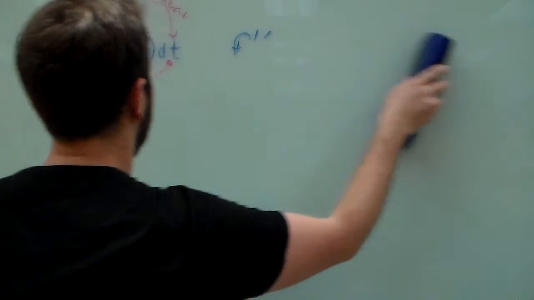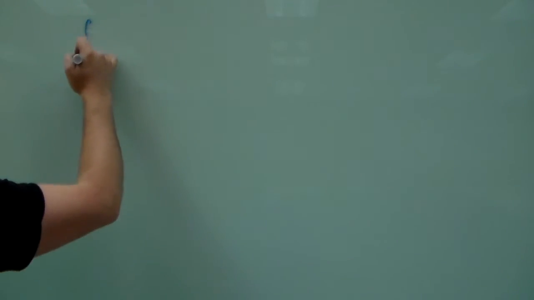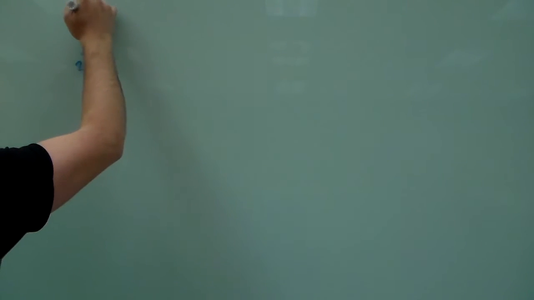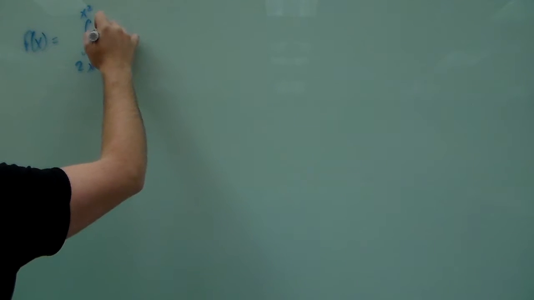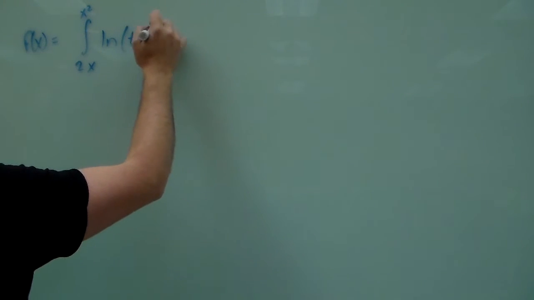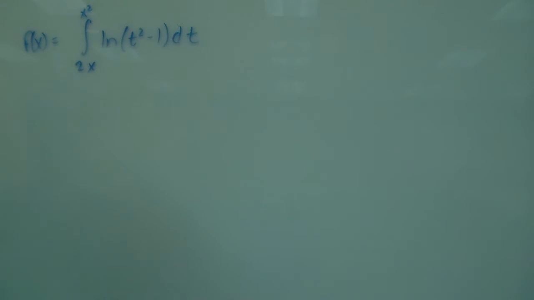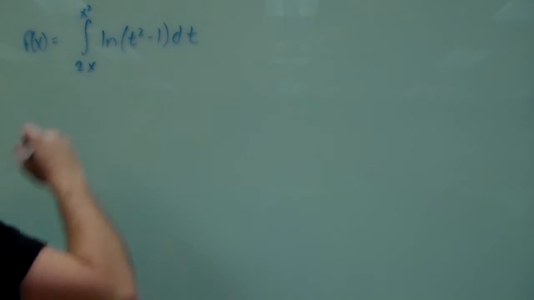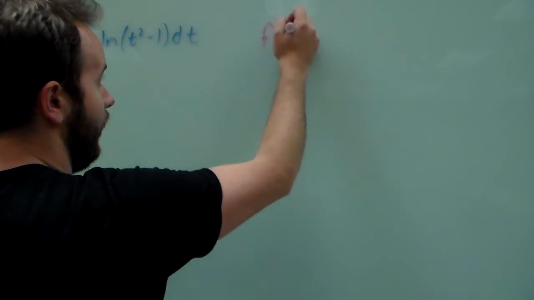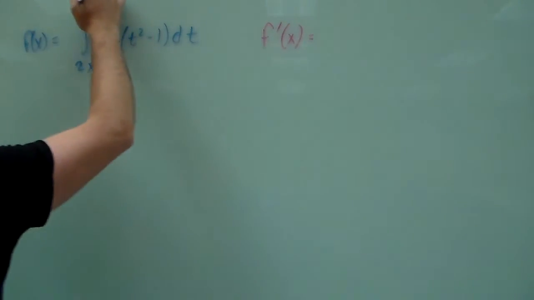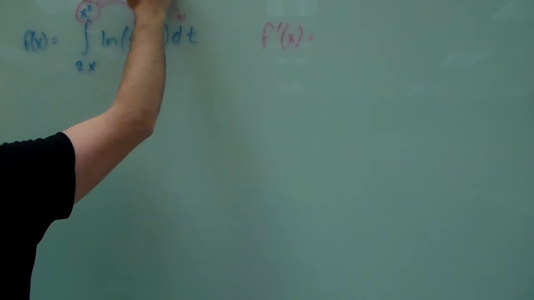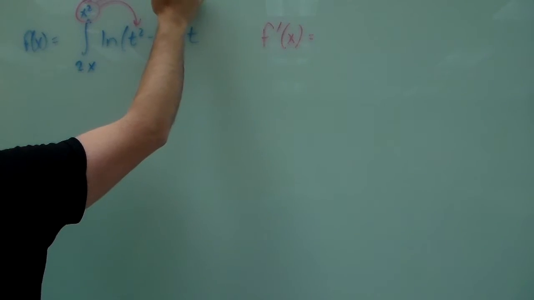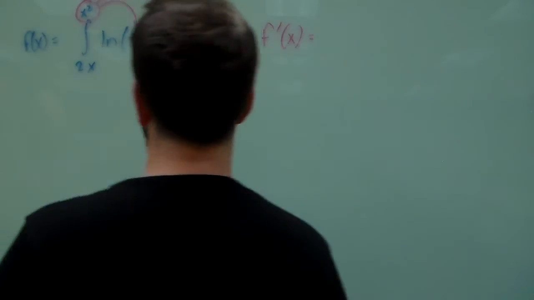Now, what about the next integral? What about the integral of 2x? Let's say this is some function f of x equals the integral from 2x to x squared of ln of t squared minus 1 dt. Once again, we're going to do the same process. When we want to find f prime, we're going to take x squared, plug it in for t, and plug its derivative in for dt. Let's go ahead and do that.